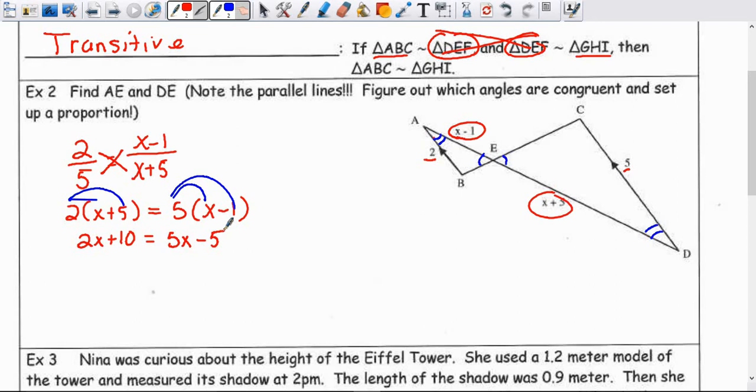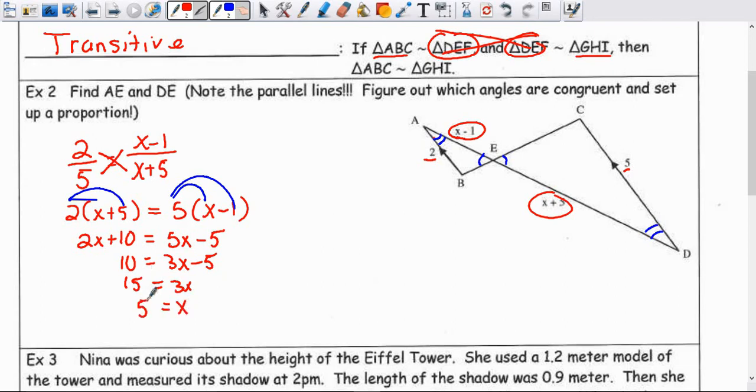Let's start by getting our x's together. So we're going to subtract 2x. So we get 10 equals 3x minus 5. Then we're going to add 5 to both sides. So 3x equals 15. Last step is to go ahead and divide by 3 and x equals 5.